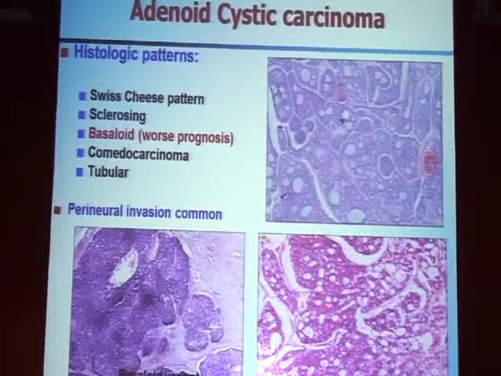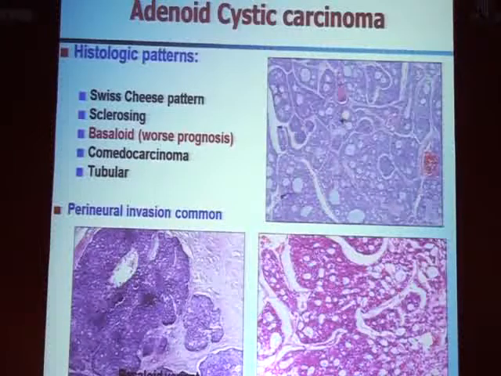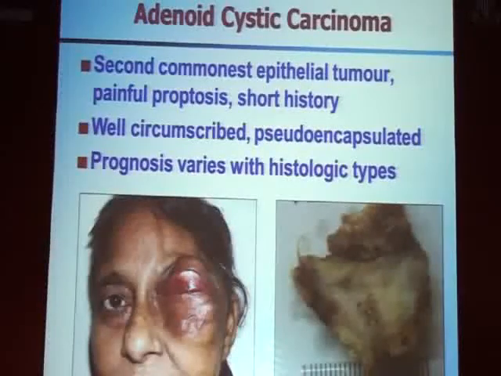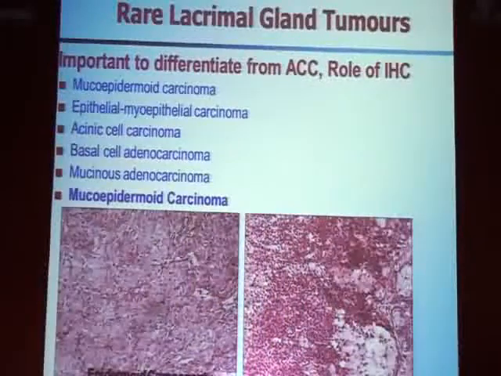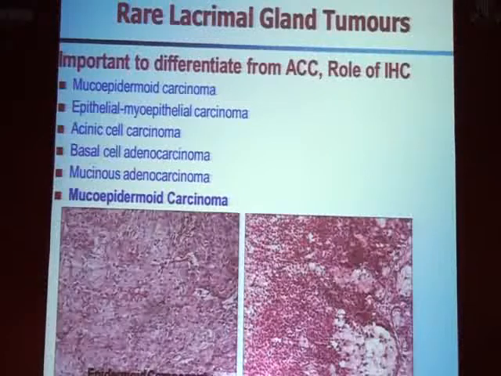Another common thing about adenoid cystic carcinomas, which Vishnu had talked about, is the perineural invasion. So we as pathologists should look for perineural invasion as well as vascular invasion, because that will make the prognosis worse for the patients. Now then there are rare lacrimal gland tumors. There are tumors like mucoepidermoid carcinomas, then epithelial-myoepithelial carcinomas. It is very important for us as pathologists to differentiate these from the adenoid cystic carcinomas, because the prognosis in these tumors is much better than adenoid cystic carcinomas, and we have to resort to a panel of immunohistochemical markers.